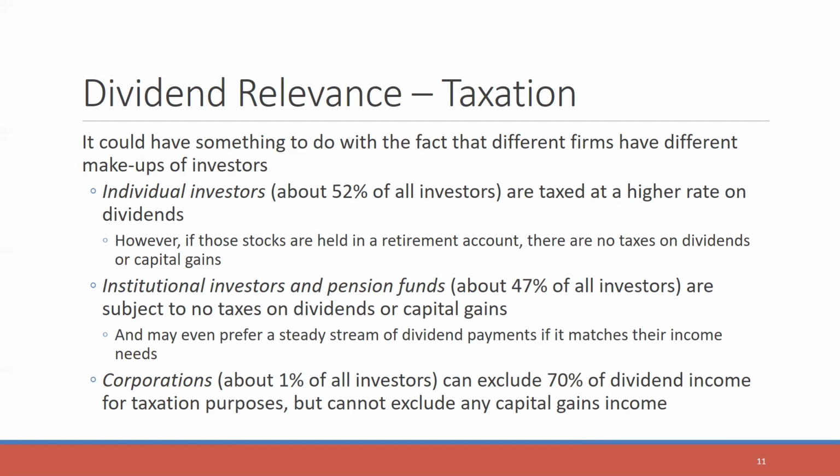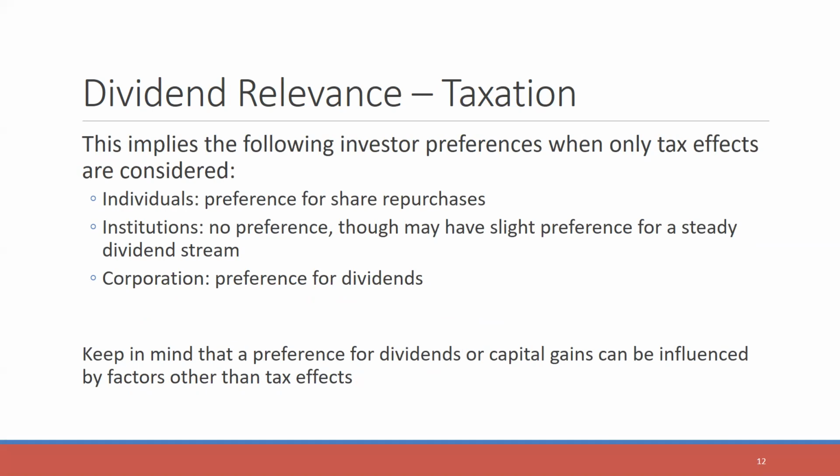They may even prefer a steady stream of dividend payments if it matches their income needs. And corporations, which are responsible for about 1% of all investment, can exclude 70% of dividend income for taxation purposes, but cannot exclude any capital gain income. So hopefully it's intuitive that if firms have different types of investors, then they may have different preferences for dividends. So even though the dividend is going to be taxed at a higher rate, if a large portion of your investors are institutional investors or pension funds or other corporates, then the importance of the dividend tax may not really factor in.